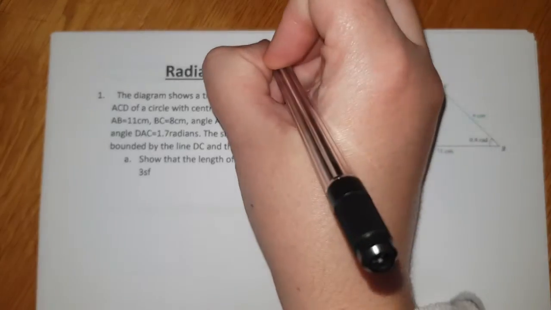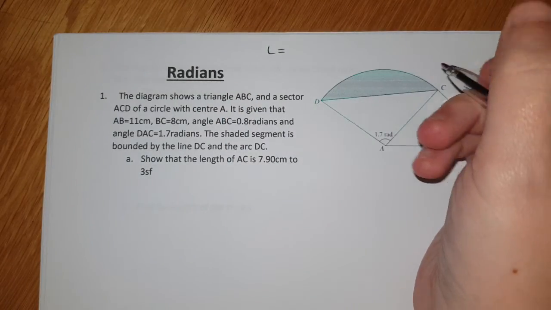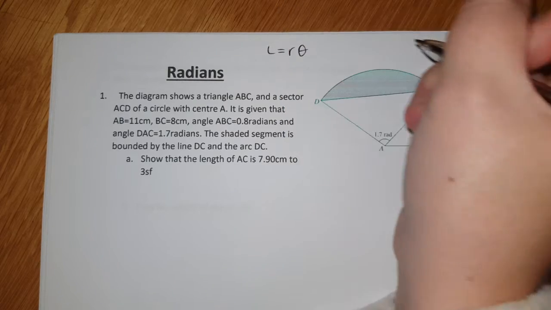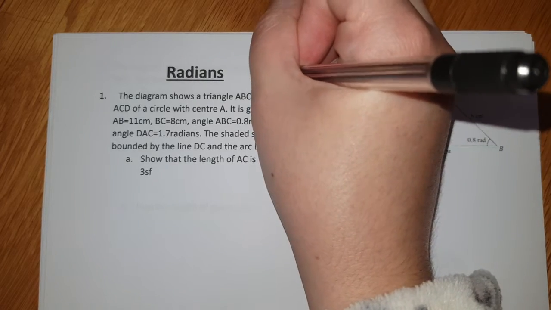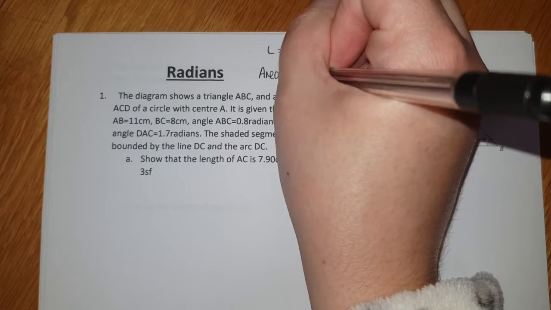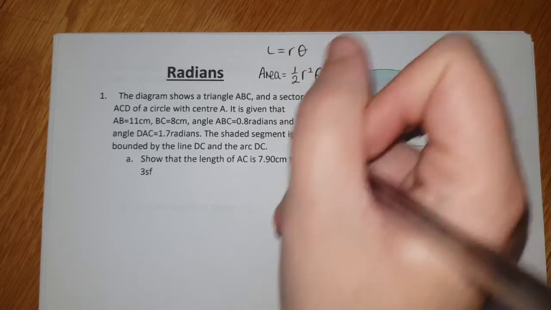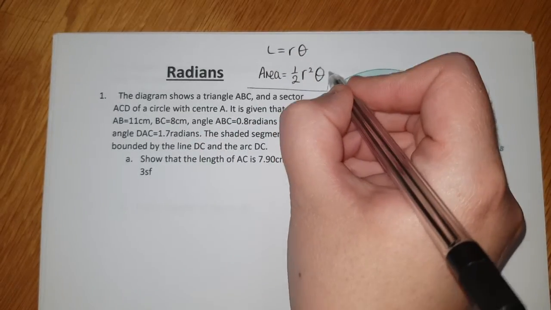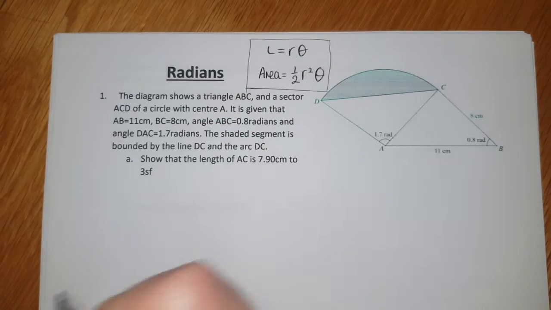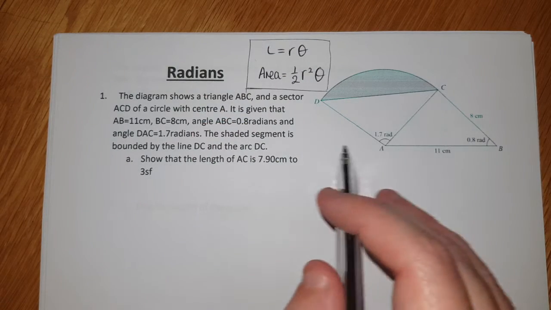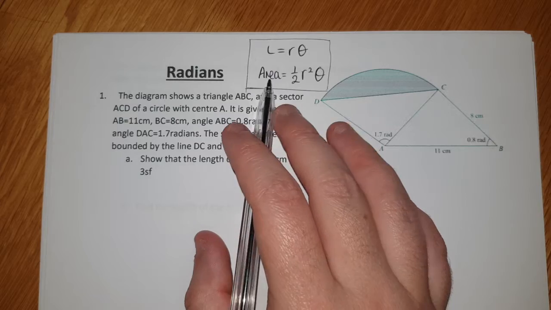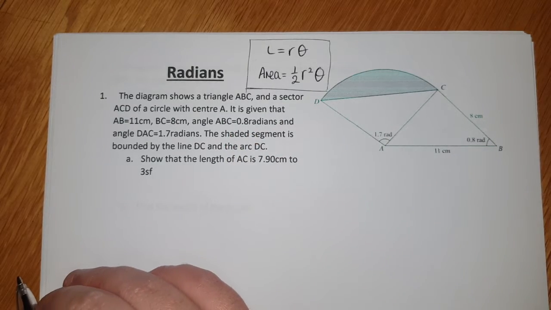Two formulas that we need to remember is that arc length, or L, is just r theta. And that the area is a half r squared theta. Okay, don't try mixing the two between degrees and radians unless you're very careful with how you've sorted out your formula.